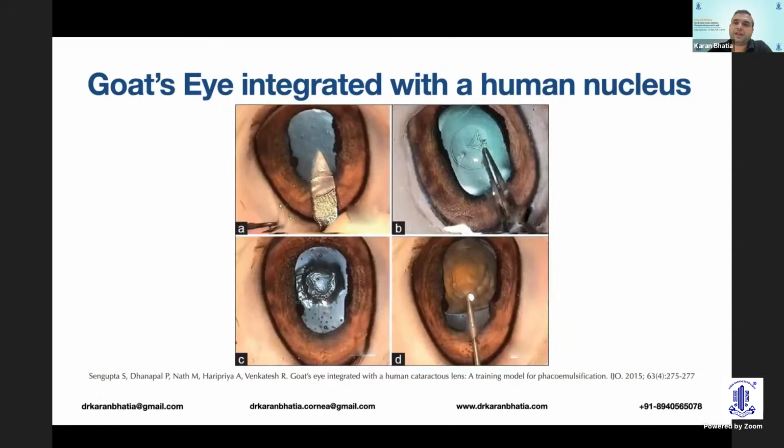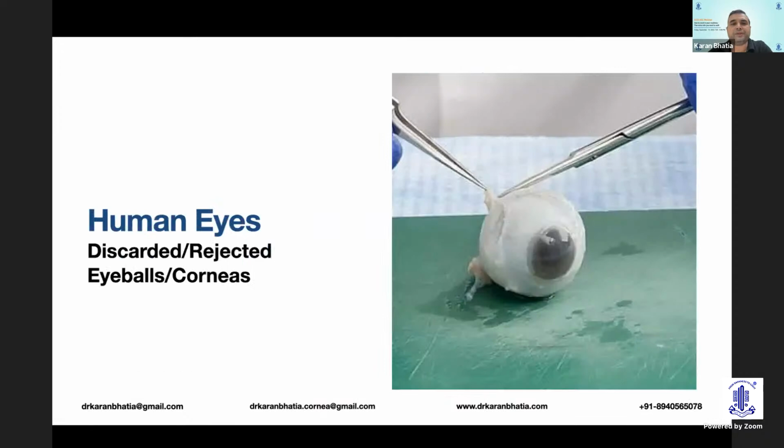This is a goat's eye integrated system which was published by the Arvind Pondicherry group, where you do a rhexis in a goat's eye and then you debulk it, and then in that debulked area you put the human nucleus and switch over the site, make another incision, and then you can practice your phaco over here.